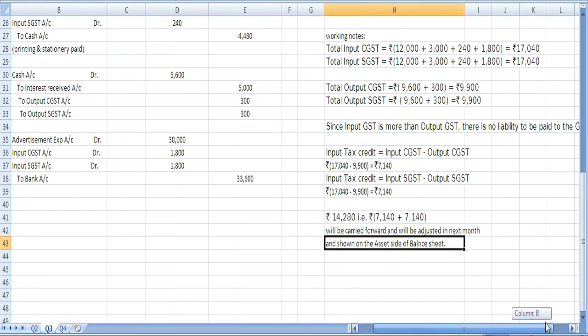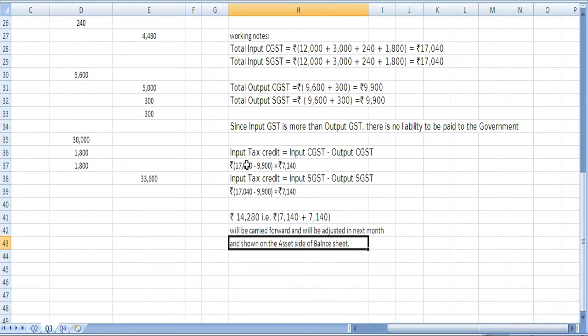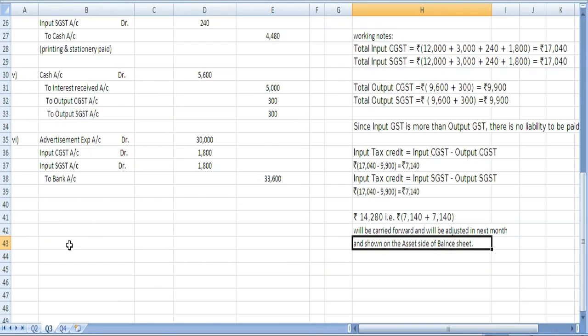liability to be paid to the government, and so this will be called input tax credit whenever there is more input than output. When input is more than output, there is no liability, so it becomes input tax credit. So next year we will transfer 7140 and 7140, total 14,280, which will be carried forward and adjusted in the next month and shown in the asset side of the balance sheet. So there will be no journal entry for this type of case where input GST is more than output GST.